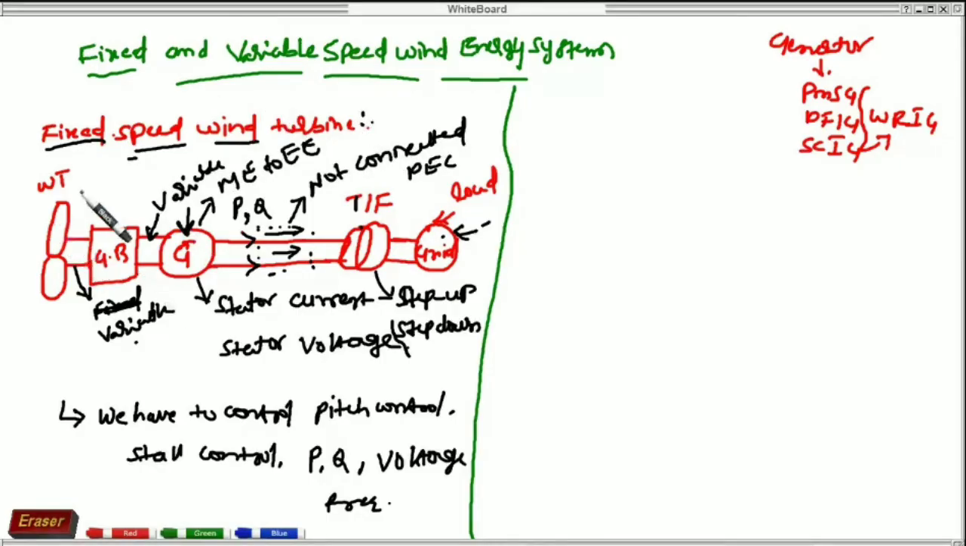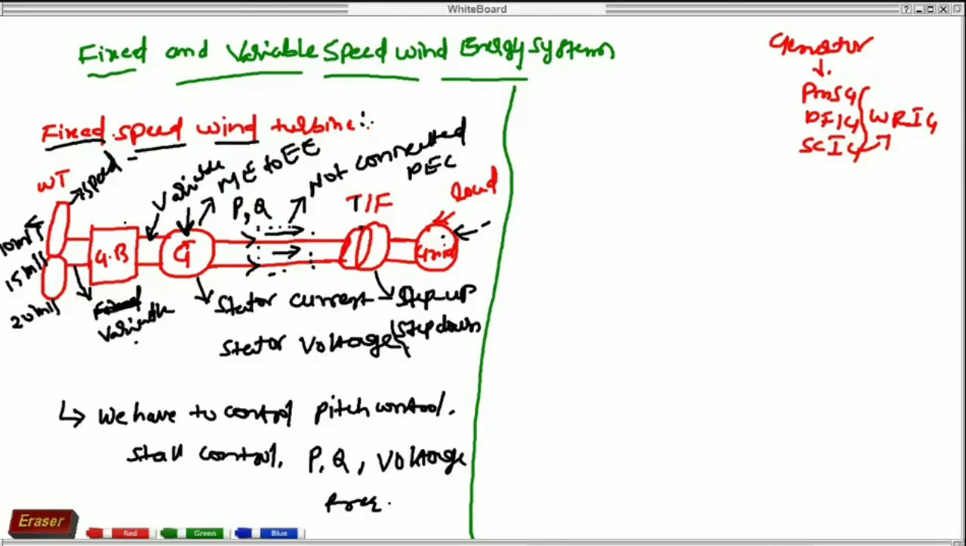If you are connecting with a gearbox, the gearbox rotates depending on the wind speed. How much wind speed? It may be 10 meters per second, 15 meters per second, or 20 meters per second, depending on the wind turbine. So this is the fixed wind turbine.